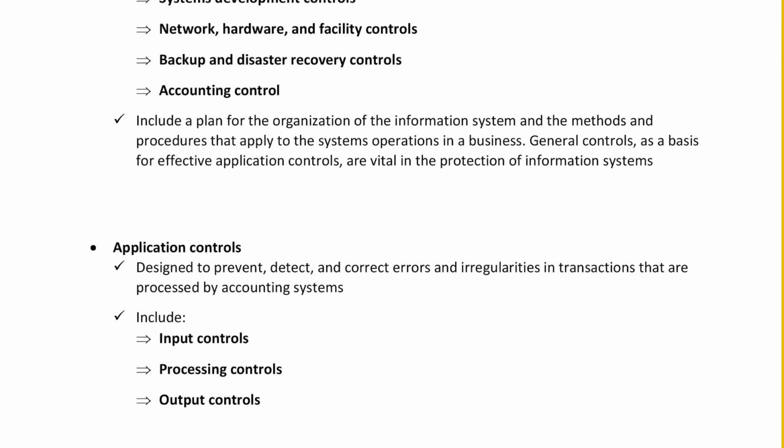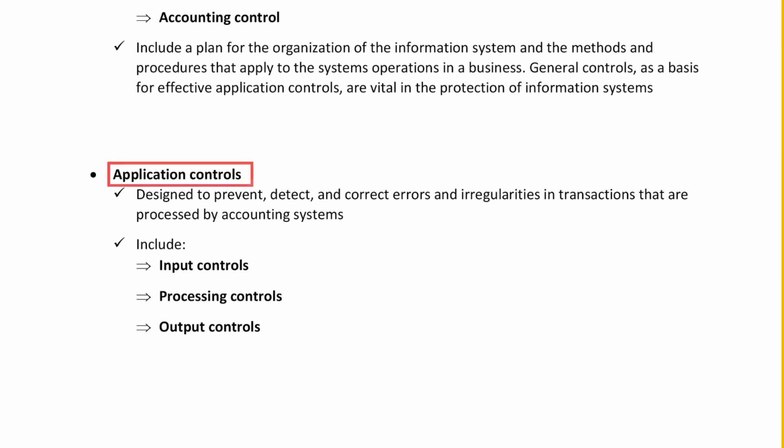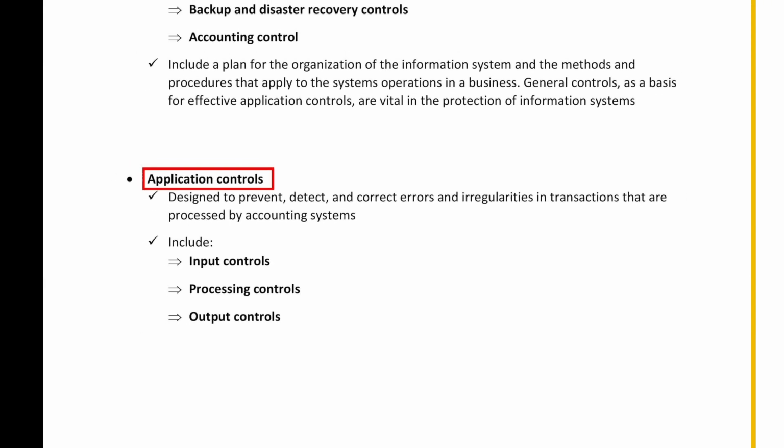Next we got, put a box around, application controls, which are designed to prevent, detect and correct errors and irregularities in transactions that are processed by accounting systems. Now they include input controls, processing controls and output controls.